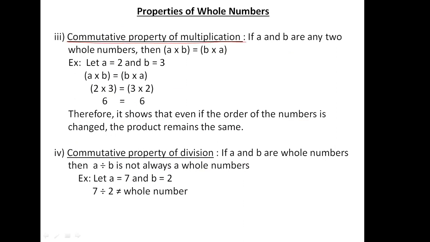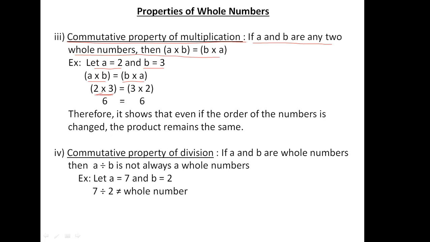multiplication. This property says that if A and B are any two whole numbers, then A into B equals B into A. It means that we can easily understand with the help of an example. Here suppose A equals 2 and B equals 3. Now here A into B equals B into A, means multiplication of these two numbers will be the same if the order is changed. Here at A position the value is 2 and at position B we will write 3.